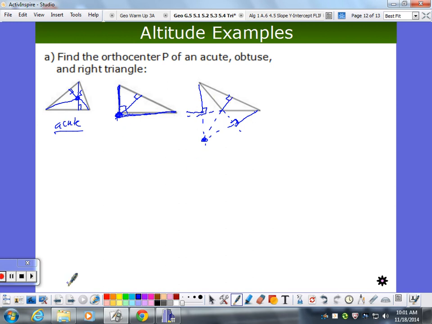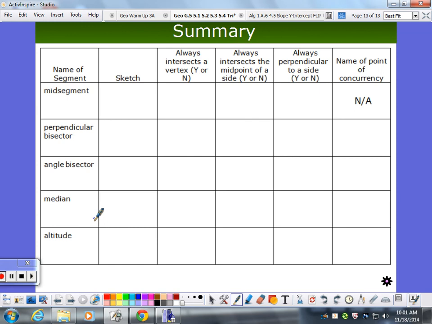Let's look at a summary here. Let's just look at some summary stuff, because there's so much. I think that would be a great thing to do. We have plenty of time. I want you to draw a sketch. So let's just do midsegment together, so you know what I want you to do here.